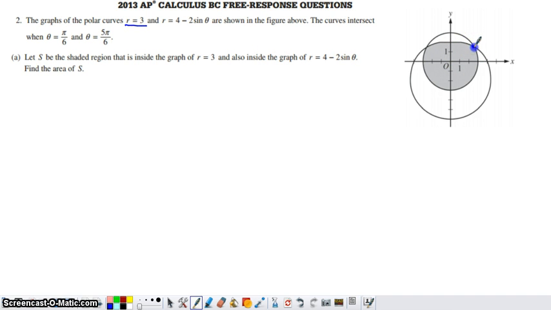So this intersection point right here has a theta value of pi by 6, and the radius has to be 3 since it's on the circle. So that ordered pair in polar form would be 3 comma pi by 6. And then this intersection point over here, it's also on the circle of radius 3, so the radius would be 3, and the theta value would be 5 pi by 6.